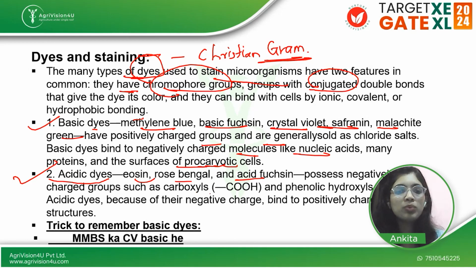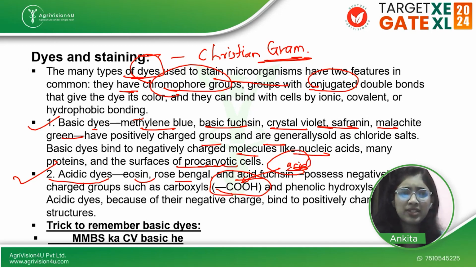Now the charged group present in acidic dyes is a group like the carboxyl group, COOH, which is nothing but the carboxylic acid group. So from the term acid, you can remember this group is present in acidic dyes. Now there should be some tricks and tips to remember the names of the basic and acidic dyes. For acidic dyes, there are only two to three names: eosin, rose bengal, and acid fuchsin, which you can mug up.